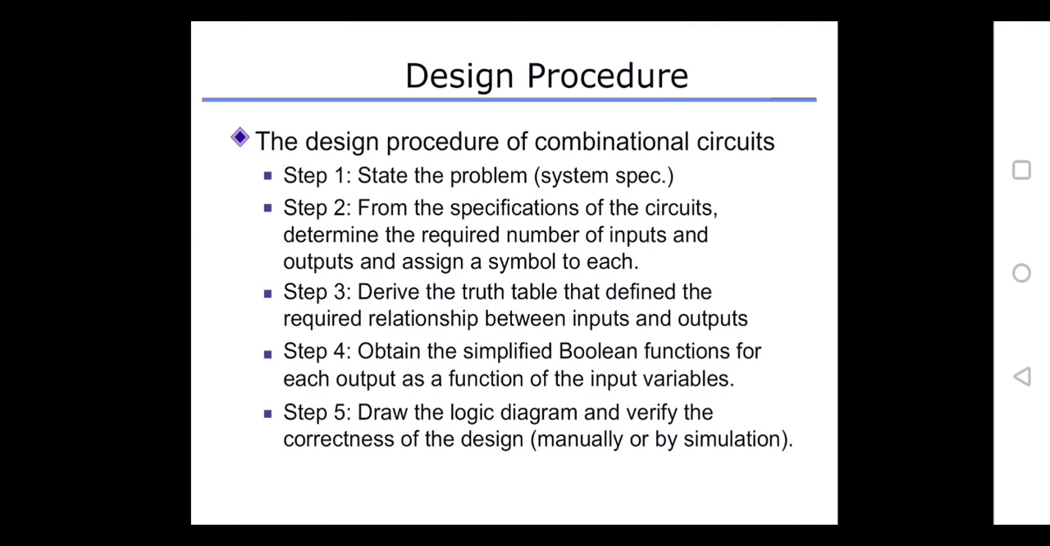So let us go to the design procedure of a combinational circuit. The design of a combinational circuit consists of basically 5 steps. Step 1 is to state the problem. That is, first we need to identify the problem and understand the problem. The second step is, from the specifications or from the problem statement, we need to determine how many inputs and how many outputs are required, and then assign a symbol or a variable for inputs as well as outputs.